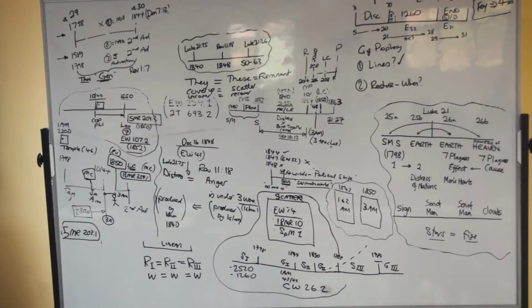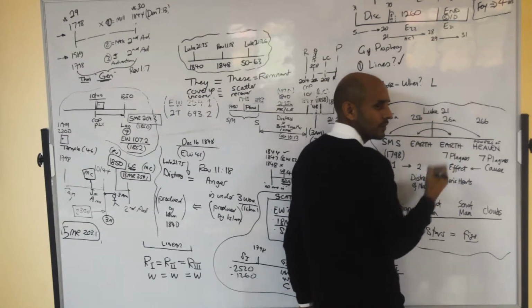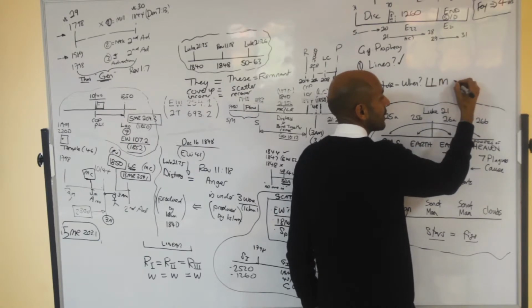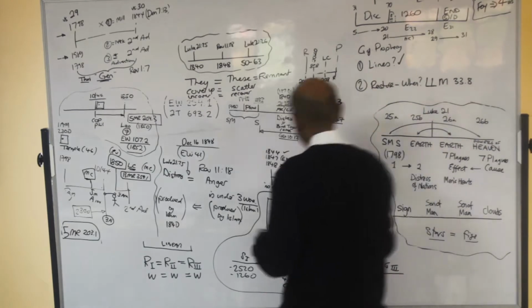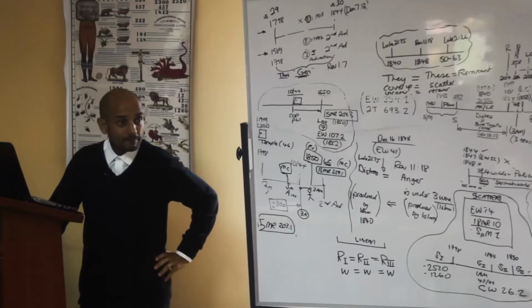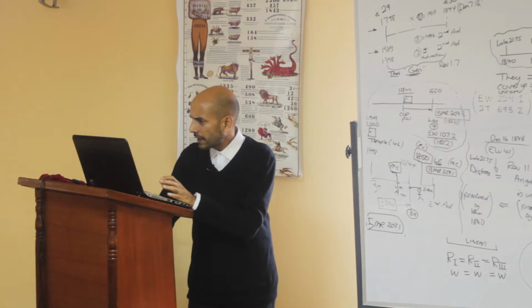Job. Sorry? Lamalinda message 33, paragraph 8. Say that again? Lamalinda message. Oh, it's not there. I made a mistake. What's the coding for that? LM. LLM. 33.8. As the third angel's message, is that it? Yes? As the third angel's message, yeah? Okay.